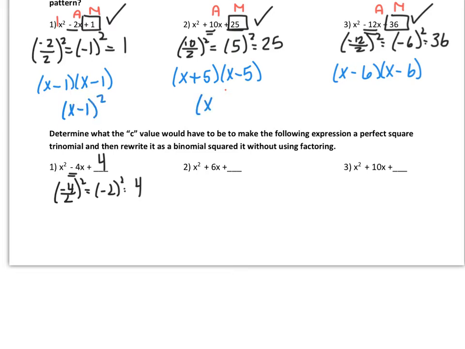And this as, oh, this should have been a plus, sorry, x plus 5 squared. And this one as x minus 6 squared. So say you don't want to have to go through all the motions of add, multiply, add, multiply. There's actually a pattern. And the pattern is this part.